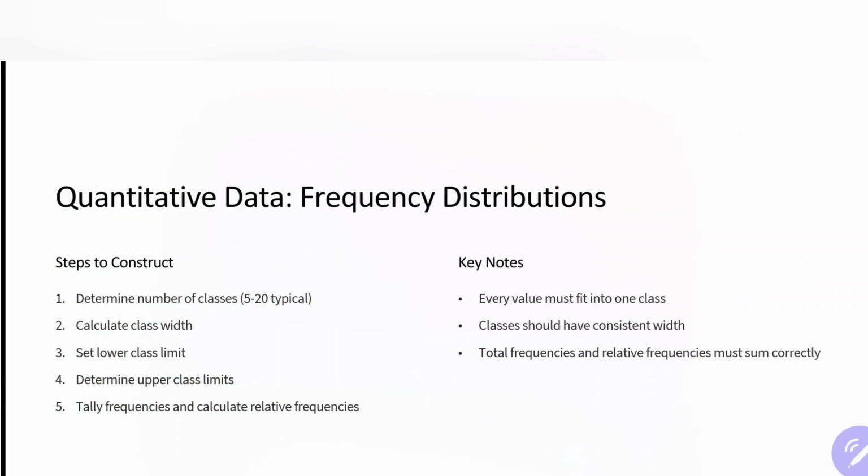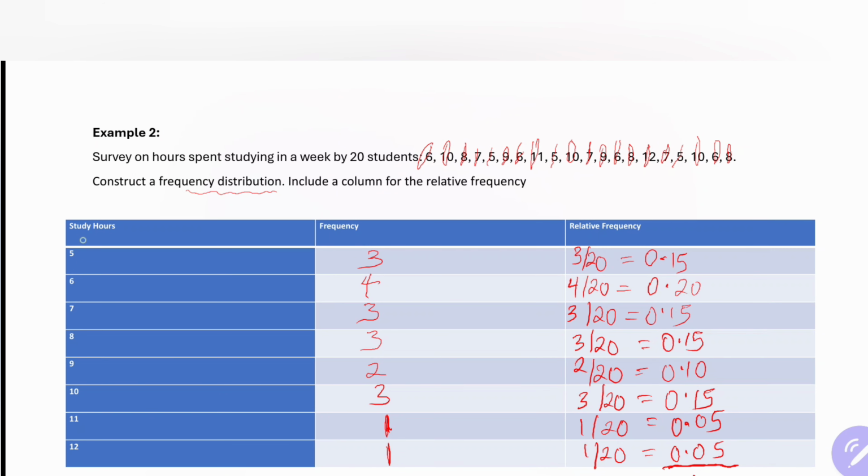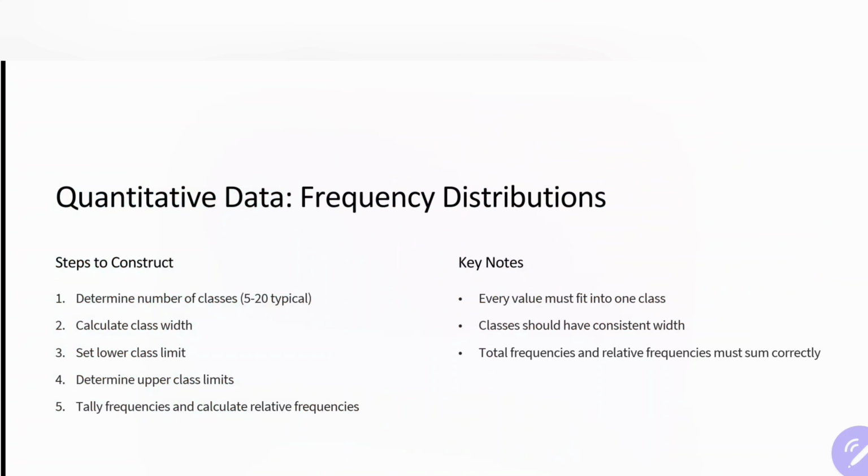This is the difference between this method and the previous one we did. Let me just go back. If you look at the study hours, we have from 5 to 12, which is very easy for me to get the frequencies. But in a situation where we have large values, it's going to be a little bit difficult. So we use classes. For example, let's assume we have 1 to 5, 6 to 10, 11 to 15, and 16 to 20. These are classes. In this case, we have 4 classes: 1, 2, 3, 4.